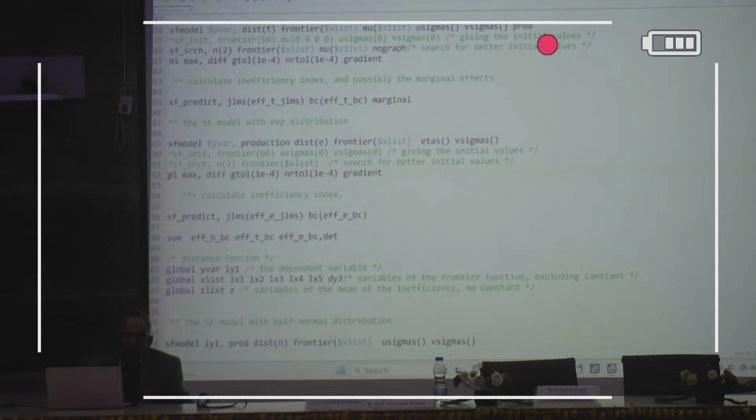Then you calculate efficiency or inefficiency. Now here the commands are exactly the same. So if you look at line 96, GLMS is the estimate of yield, and inside the parenthesis is the name that you are giving.